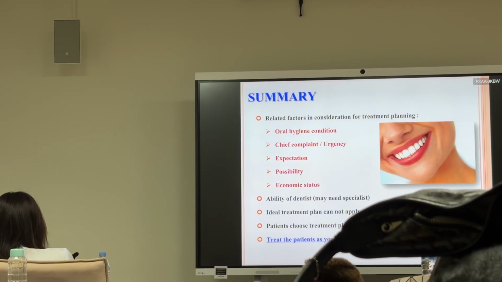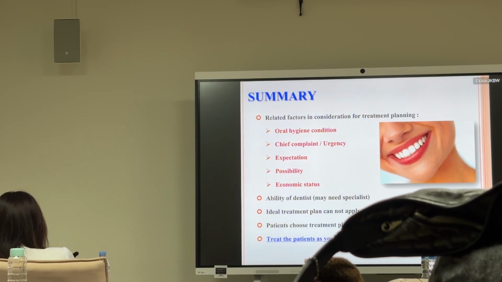So now, before we start the final quiz, the summary: related factors in consideration for treatment planning. Look overall at the oral hygiene condition, the chief complaint, and urgency. Next, the expectation of the patient, and the possibility of any plan. For example, you plan something very ideal like a lot of implants but the patient cannot pay, or the patient has a very severe medical condition that makes surgery dangerous, so maybe you cannot do that plan. Also the economic status and the ability of the dentist, whether you can do it yourself or refer to a specialist.